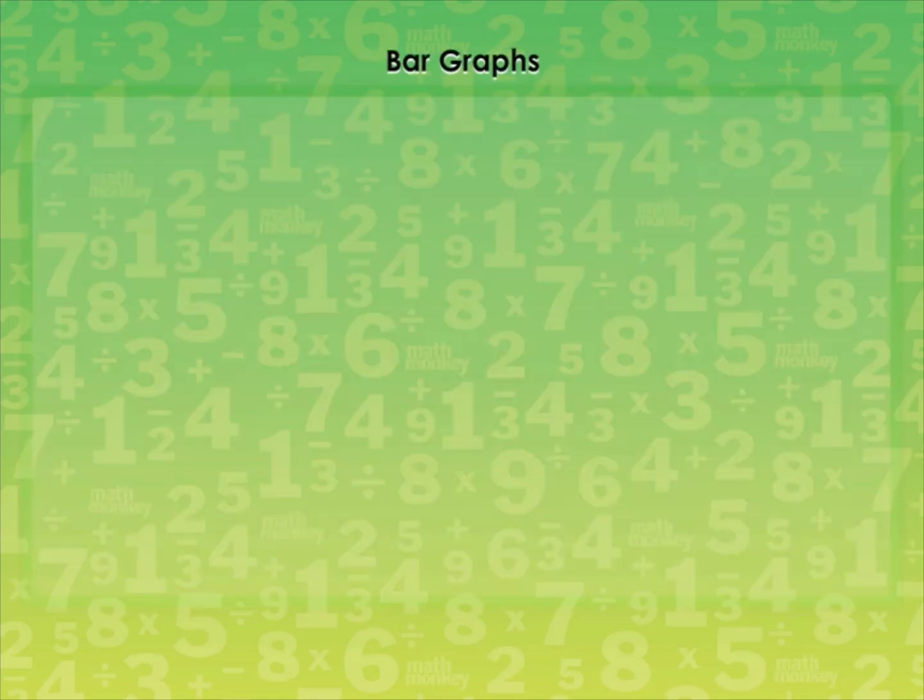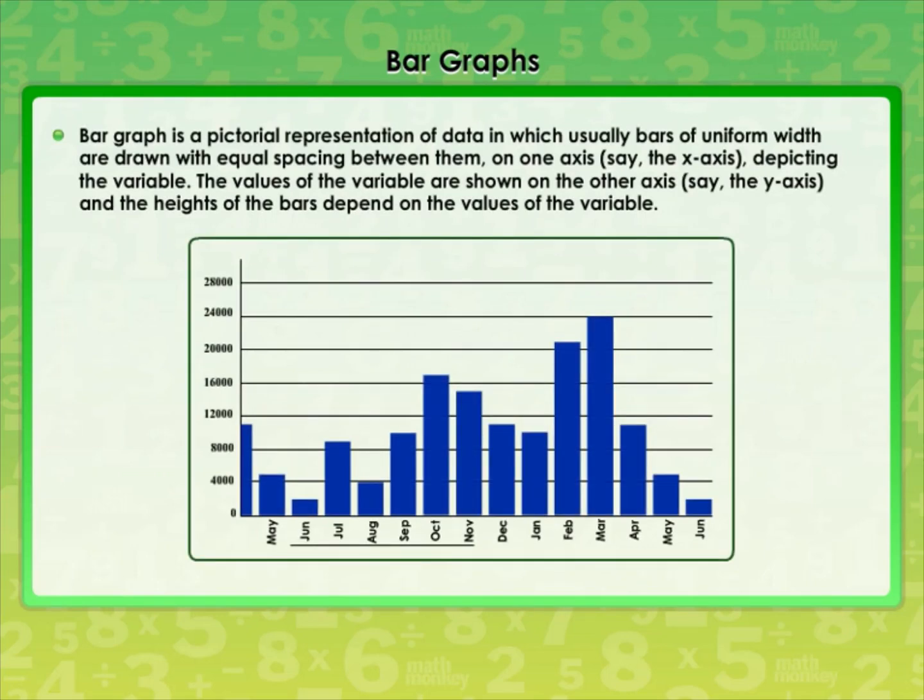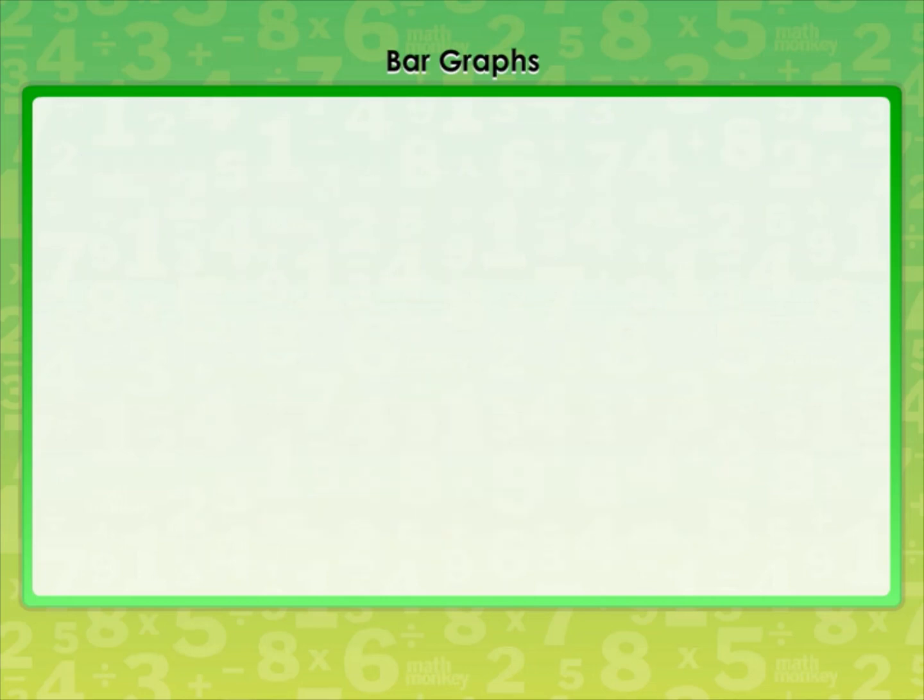Bar graphs. A bar graph is a pictorial representation of data in which usually bars of uniform width are drawn with equal spacing between them on one axis, say the x-axis, depicting the variable. The values of the variable are shown on the other axis, say the y-axis, and the heights of the bars depend on the values of the variable.